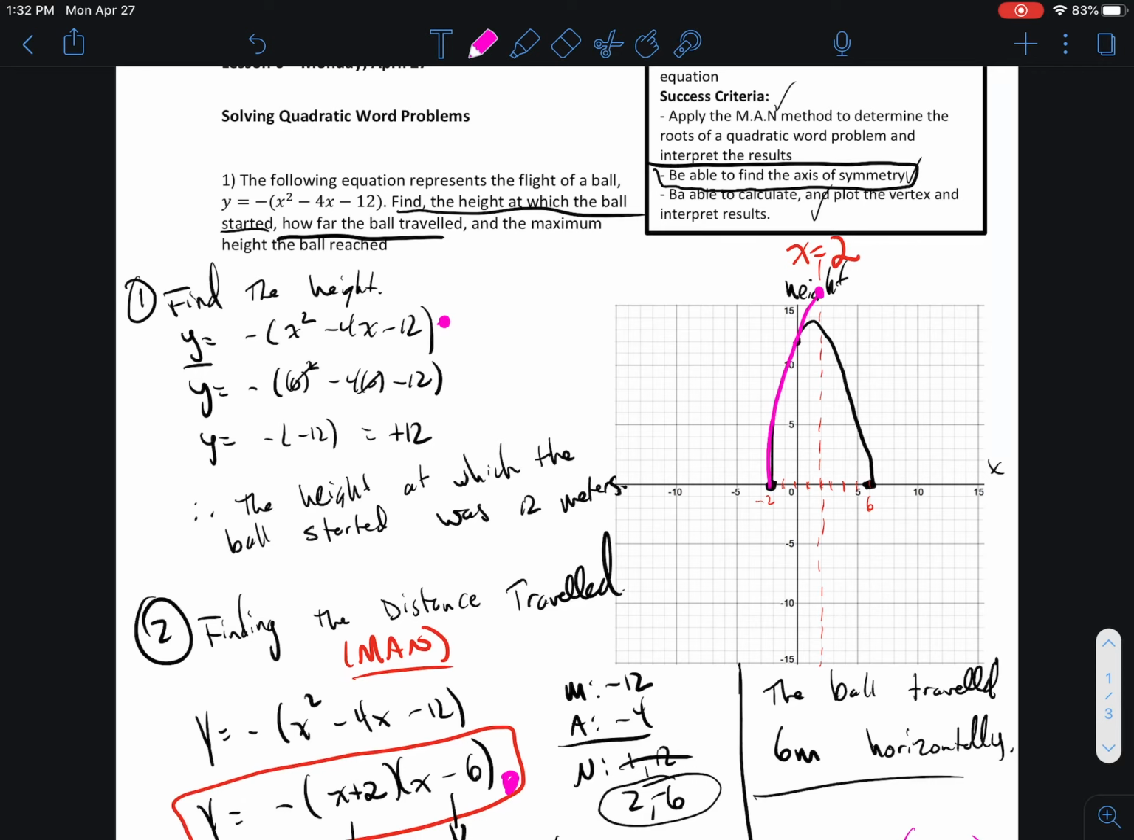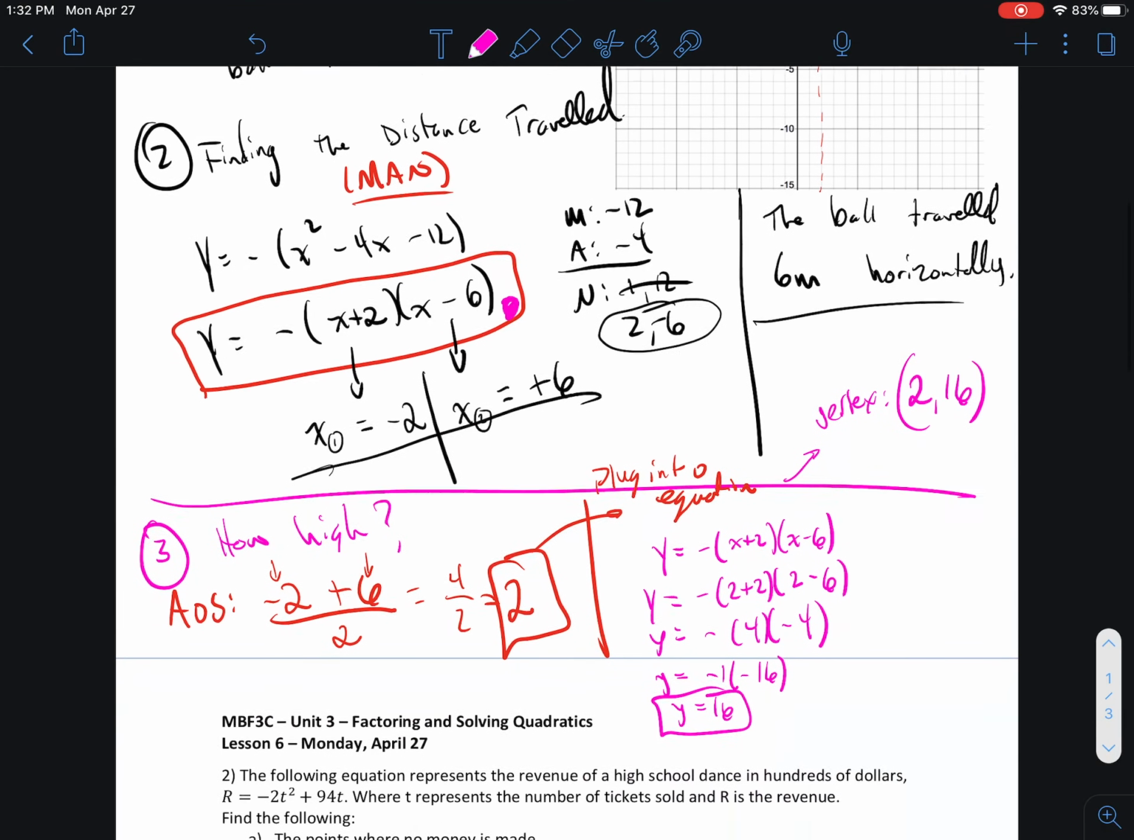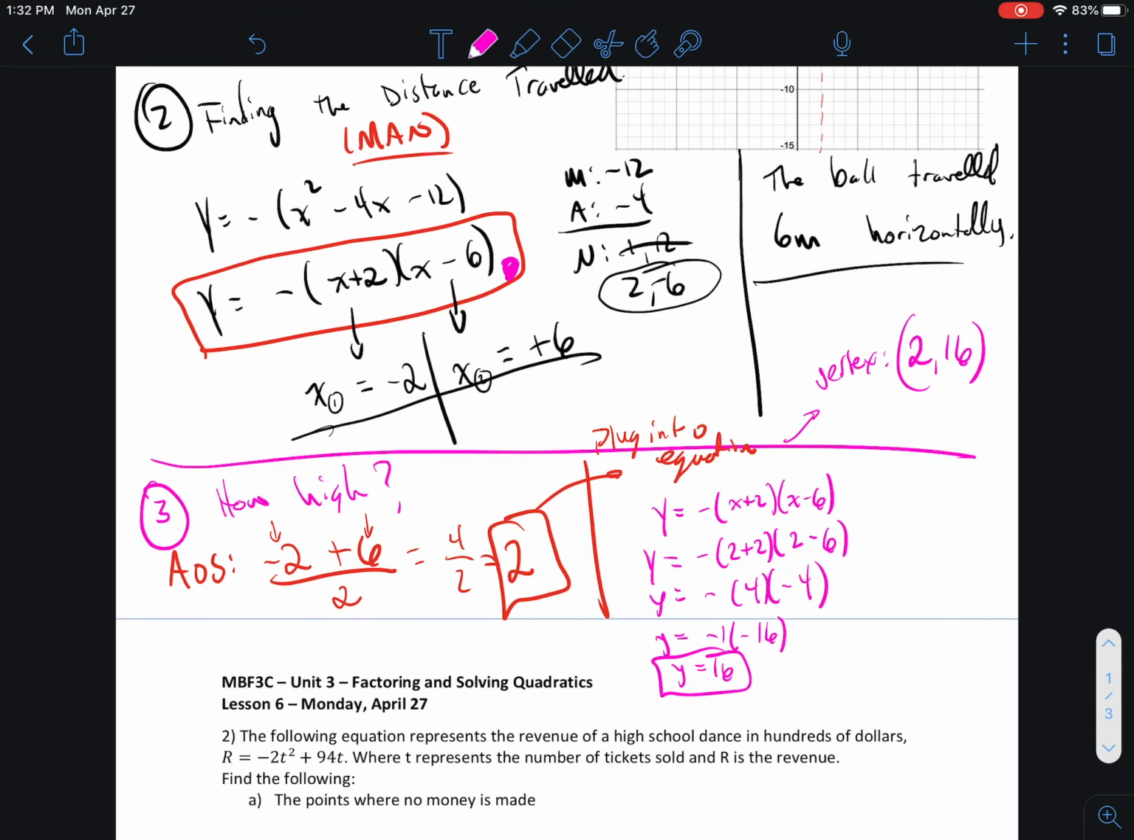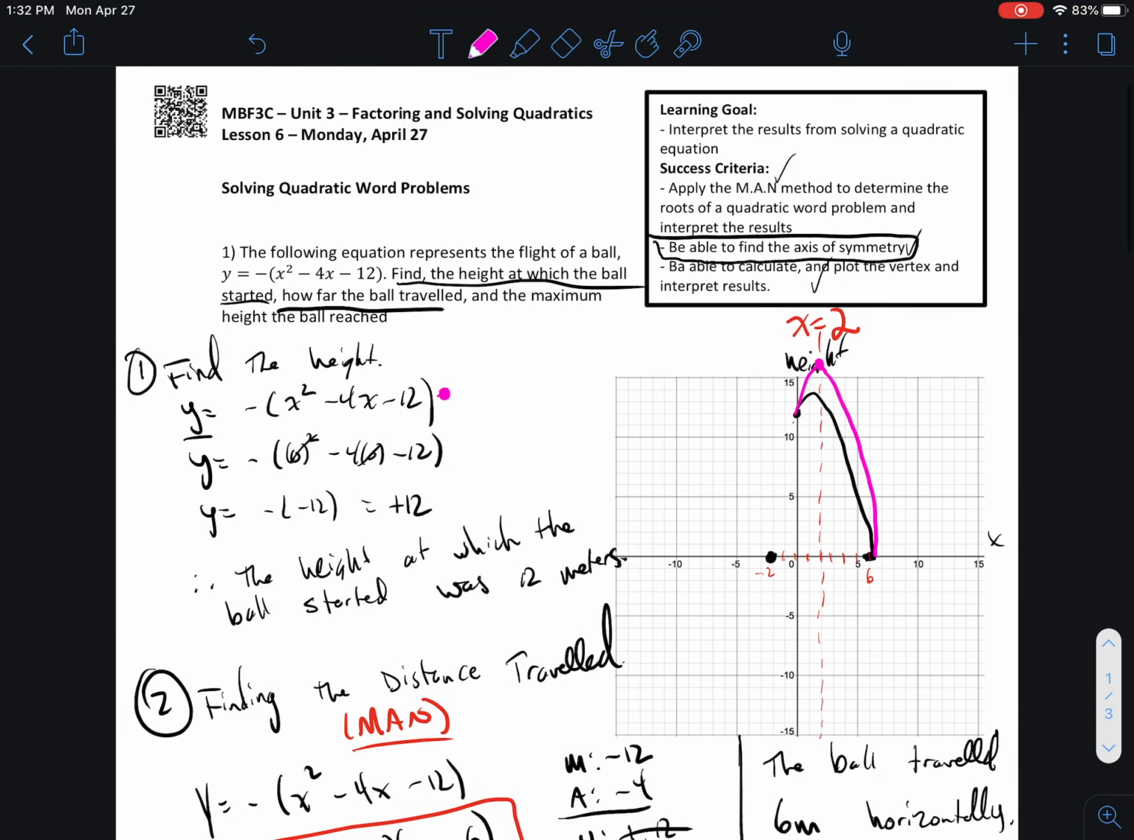So I can go plot that. 16 is just going to be above our graph. And now I can actually plot the parabola. Actually, we don't even need this back half. I know that when I throw the ball up, it's going to land there and come all the way back down to 6 meters and make contact with the ground.